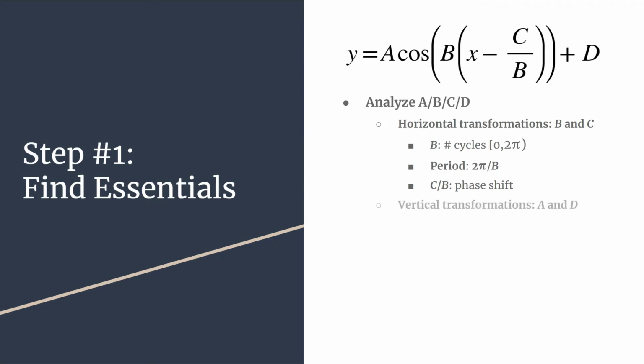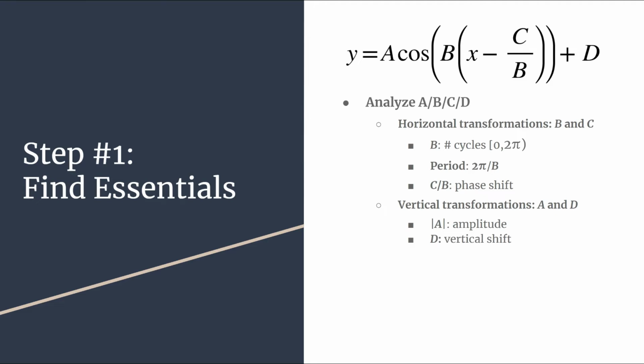Okay, so those were our horizontal transformations. Now our vertical transformations happen around the cosine function. Those are A and D. So A, just like we've seen before, can tell us the amplitude. We just take the absolute value of A because amplitude's a distance. It's a measurement of midline to maximum or midline to minimum. And then D is your vertical shift.